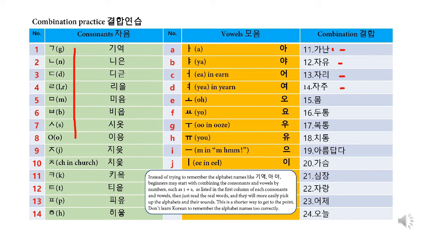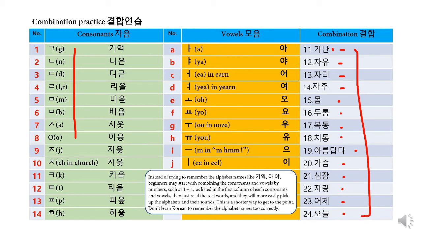Jaju. Jaju means often. Mom, body. This dutong is headache. Boktong is stomachache. Chitong is toothache. Arumdapda is beautiful. Gaseum, chest. Simjang, heart. Jarang, pride. Eoje, yesterday. Oneul, today.